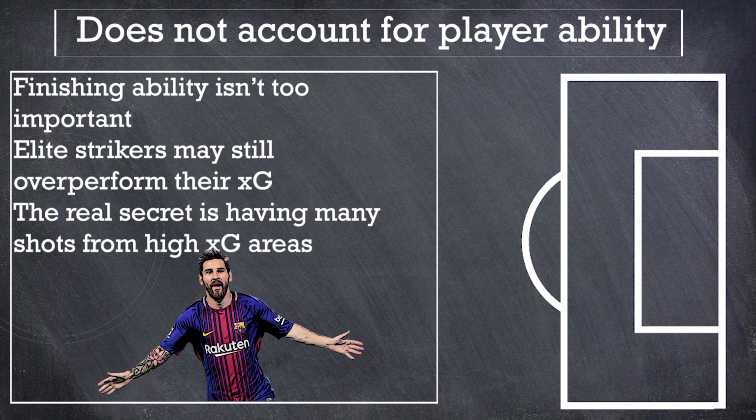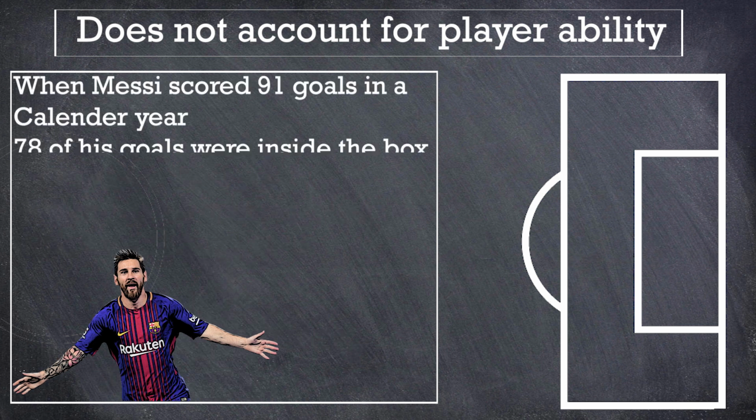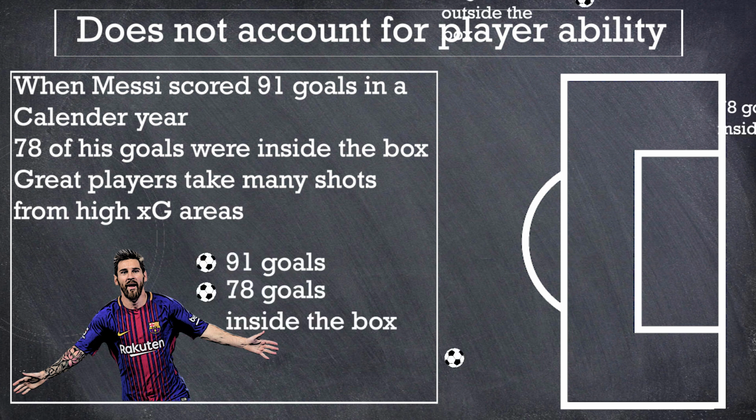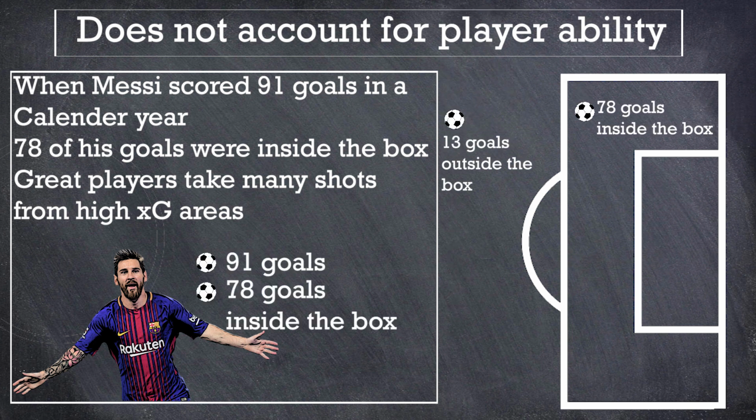It is interesting to note, however, that finishing skill is not as important as you would think. Of course, elite players like Messi will tend to overperform their XG, but their real strength is being able to take a high number of shots from high XG areas. So for example, in 2012 Messi scored 91 goals in the calendar year, but 78 of them came from within the box. So this is an example of elite players taking shots from high percentage positions.